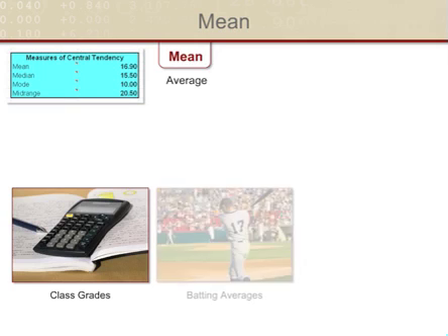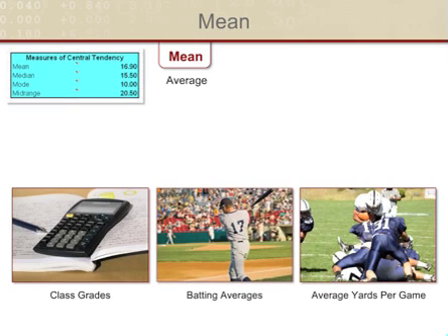They compute batting averages and average yards per game and so on and so forth. So averages are very, very common. But here we call it a mean. It's basically computed by just adding up all the data and dividing by the sample size. So whatever number of data, whatever the different observations are, add them up, divide by how many observations. So yes, it's a very, very simple statistic to compute.